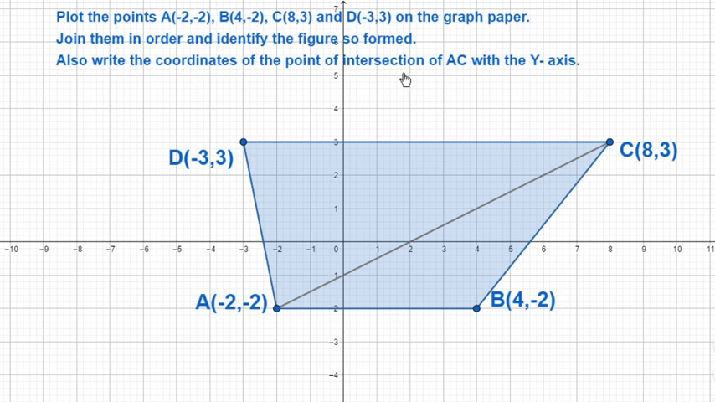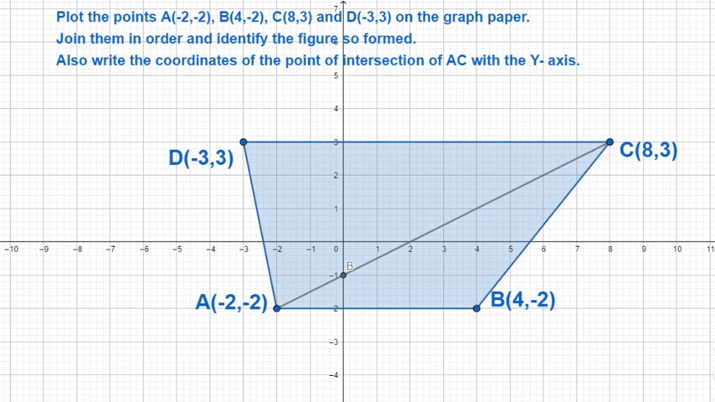Also write the coordinates of the point of intersection of AC with the y-axis. This is the y-axis, and where is it intersecting? At this point. Okay, so we will mark a point here where line AC intersects the y-axis. So this is the point, and we will name it a point. And what are the coordinates of this point? See, this is the y-axis. So what is the y coordinate? Minus 1 is there. And what is the x coordinate?